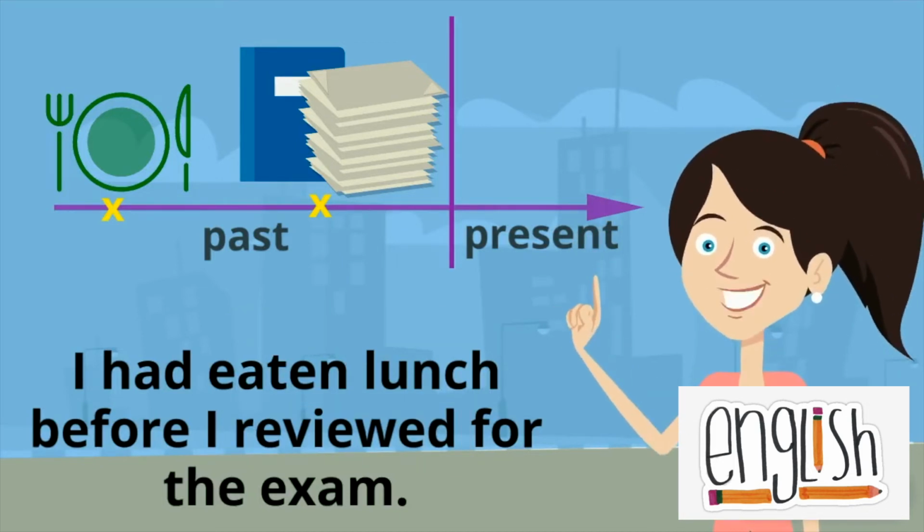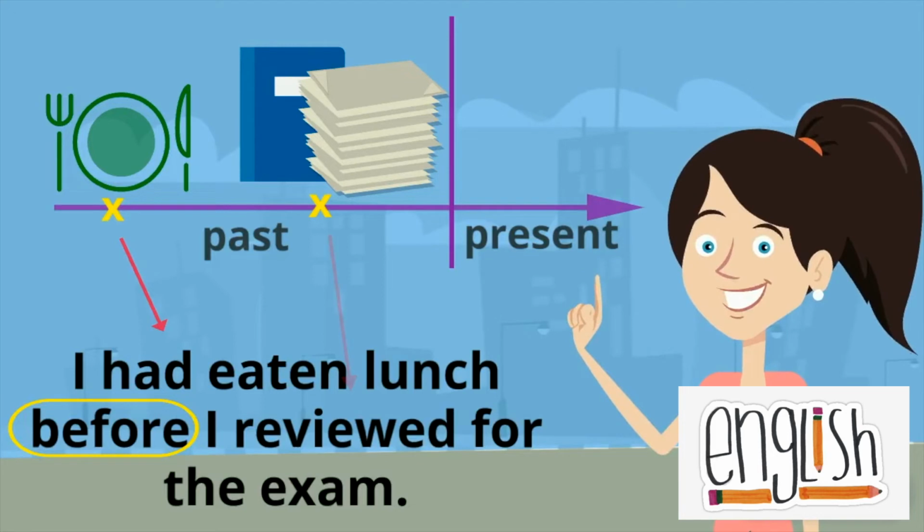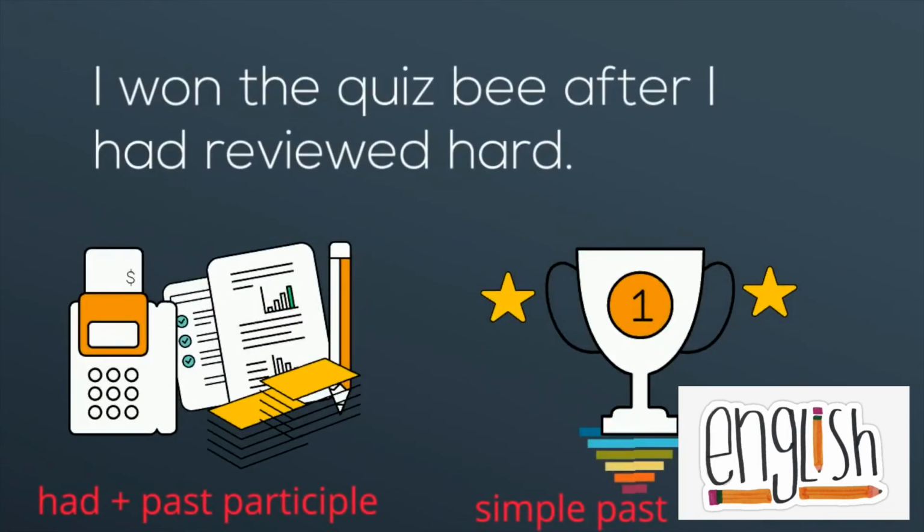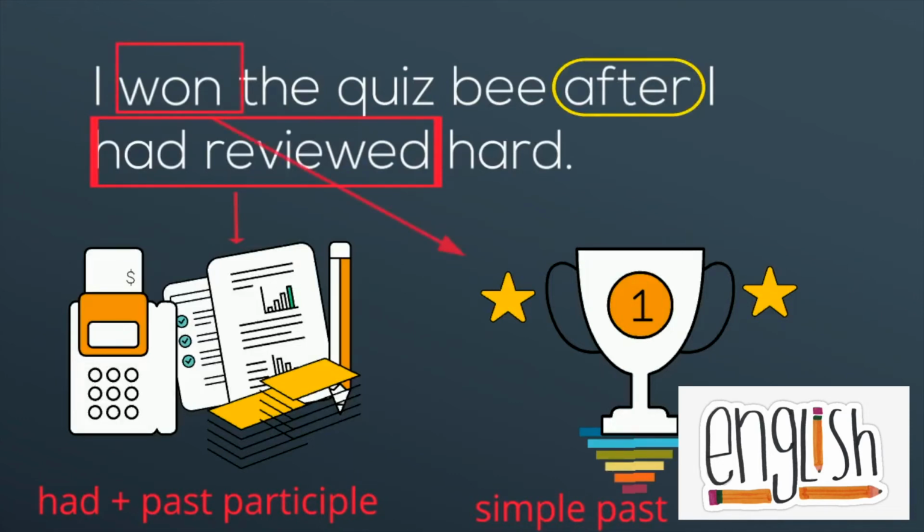The preposition dictates the location of the events. If you use the preposition before, like in this sentence, the first event in the past should be in the first part of the sentence, and the last event should be in the second part of the sentence. Another example, I won the quiz bee after I had reviewed hard. In this sentence, the preposition after is used. So, the first event, had reviewed, should be in the second part, and the last event, won, should be in the first part of the sentence.